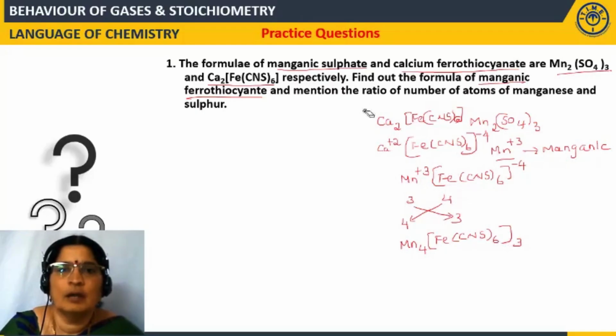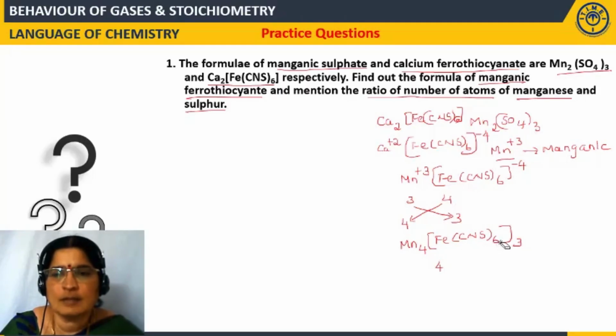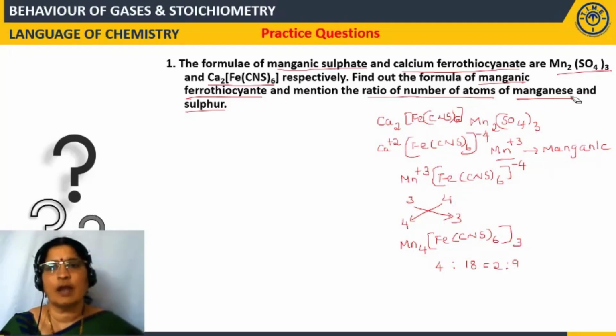This is the formula. And mention the ratio of number of atoms of manganese and sulfur. So how many manganese atoms are there? 4. How many sulfur atoms are there? See, here there is a bracket, so 6. Again another bracket, 3. 6 3s are 18. 4 is to 18. This can be simplified as 2 is to 9. So the ratio of number of atoms of manganese and sulfur should be 2 is to 9. Right?